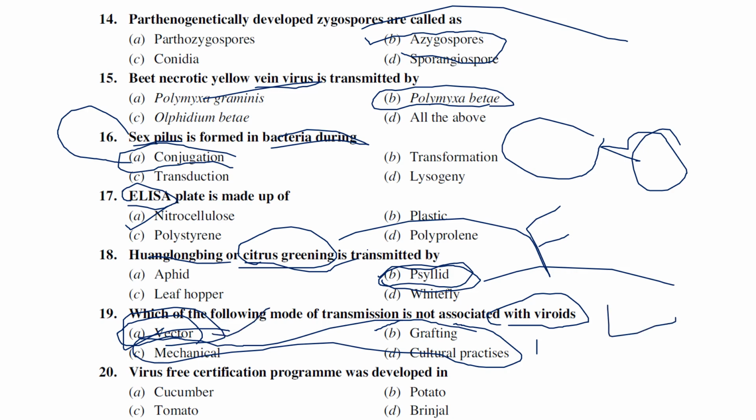So far 40 viroids have been discovered. All the 40 viroids are known to be transmitted by mechanical means, or maybe grafting, or maybe cultural practices. No vectors have been reported.